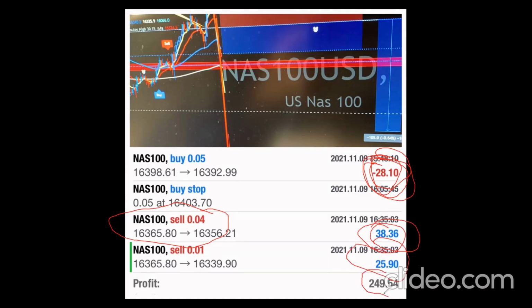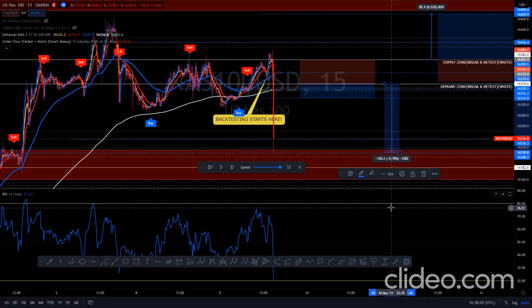So far between last week and this week, I profited $249. So that's how I was successful with this trade. So that's how I won the trade today. And that's how I actually marked up my charts and did what I wanted to do.